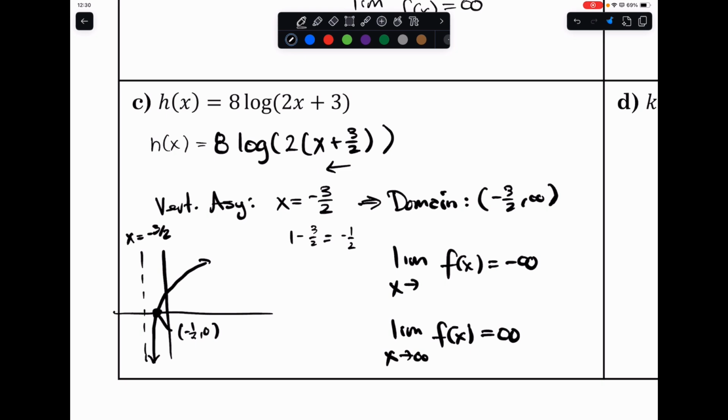What is going to change is that since we are doing a horizontal shift 3 over 2 units to the left, then this behavior, the left end, is going to approach the vertical asymptote of negative 3 over 2 from the right side. So that does in fact change. We have to change this number to that instead of 0.